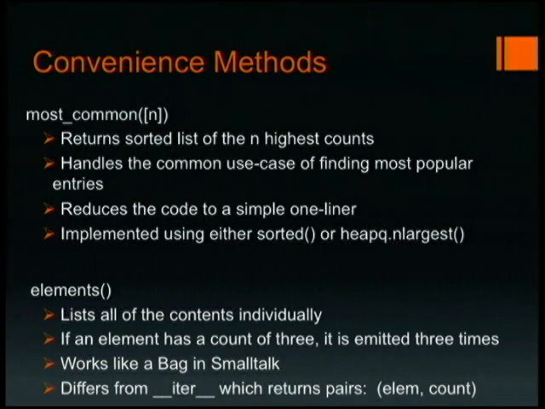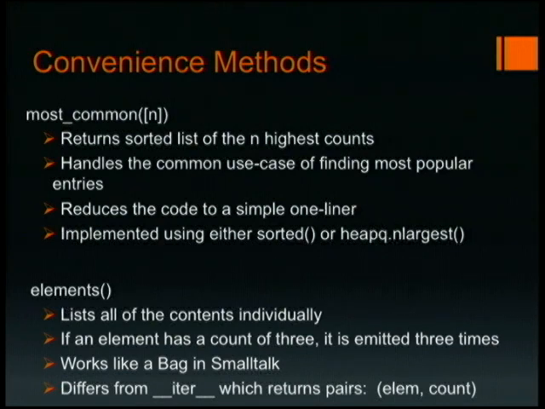Okay. So there are two convenience methods added to this. We just talked about most common. It returns a sorted list of the n highest counts. It's there to handle the most common use case for counter, which is you count a bunch of items and you want the most popular. So you need the most popular news articles of the day, most popular hashtags on Twitter and whatnot. And it takes a commonly written block of code and reduces it to a simple one-liner. It's implemented either using sorted if you want the full list, or if you want a subset, it uses heap queue and largest.